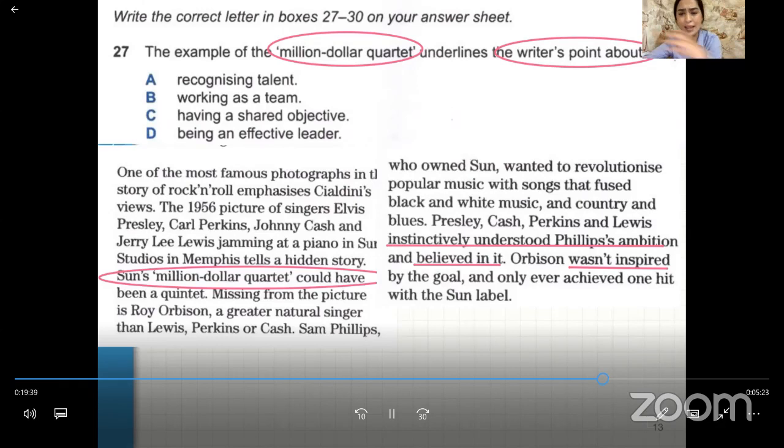Is that working as a team? Is there something mentioned about the team? You're going to be like a team, etc. I don't really think so, but it looks a little bit sneaky. Shared objective, having a shared objective. Those 4 people had the same objective, and they shared this vision with Phillips. But Orbison did not do that. It wasn't about the effective leader. So we would bet that the right answer is C. That's how you deal with these types of questions.